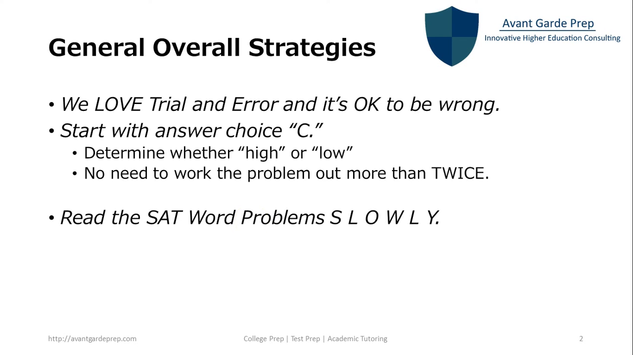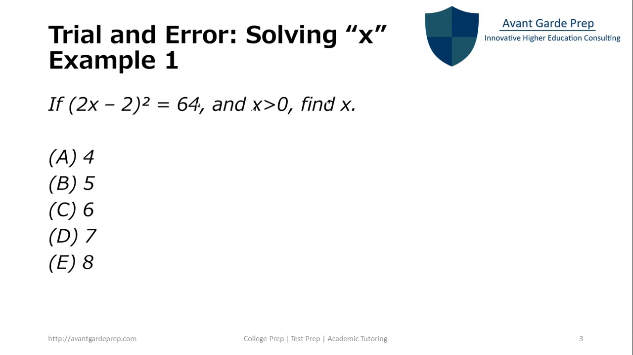We're now going to transition to our first example problem. In this example, we'll use the trial and error method to solve for x. Here, we are given an equation and a limitation on the answer. In this case, 2 subtracted from the product of 2 and x, quantity squared, equals 64. Additionally, x must be greater than 0.